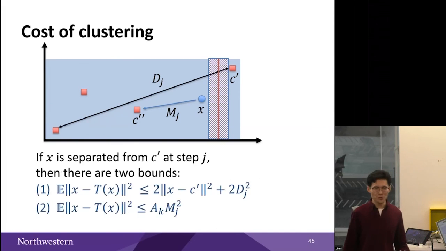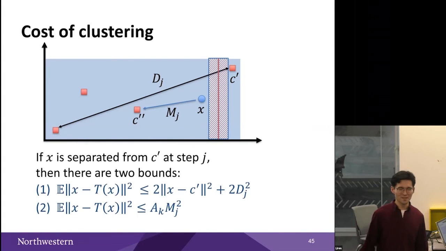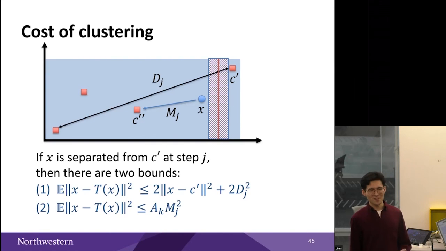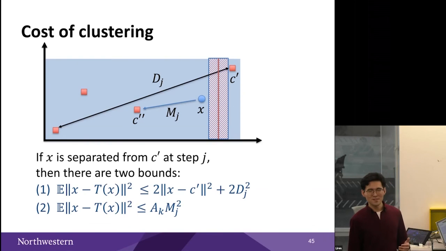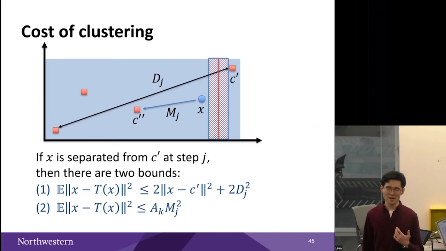Now I will show you two upper bounds on the final cost of X. If X and C prime are separated, then the first bound is very easy. So here we just use this d square as our penalty and use the triangle inequality. We get the final cost of X is upper bounded by 2 times the distance from X to its current or original center C prime plus 2 times diameter squared.